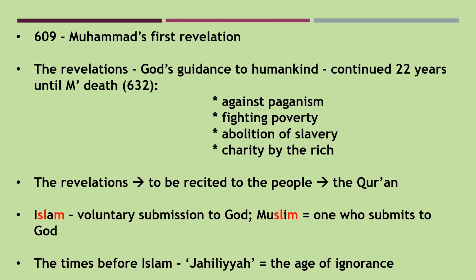Muhammad used to go on retreats from his work, and he used to do that in a cave outside Mecca. At the age of 40, Muhammad had a vision that would change the course of history. That happened in year 609.